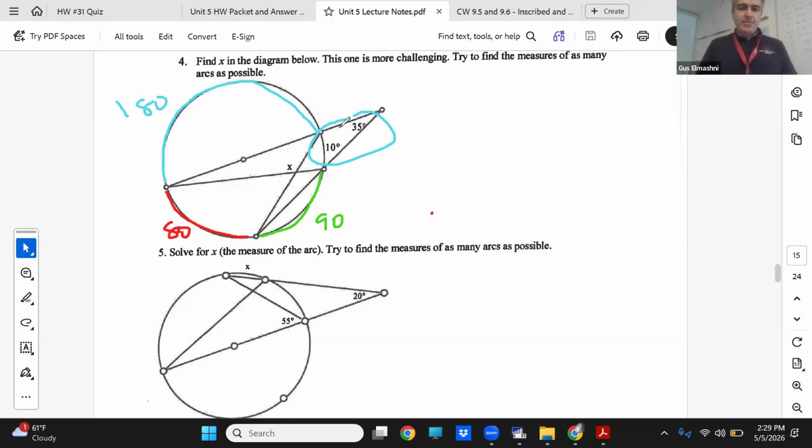Find as many parts as possible. Can we just do that? And once you do that, then you should be able to figure this out. Yeah, I got it now. Well, let's do it. I'll do the next one as well. Okay, that's 100.